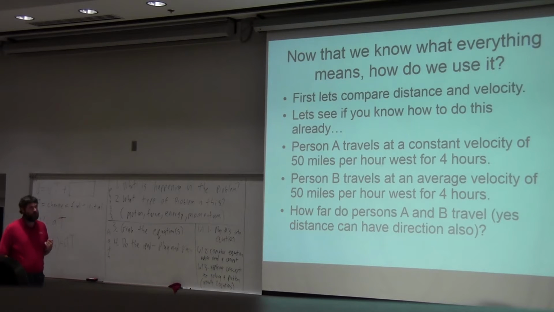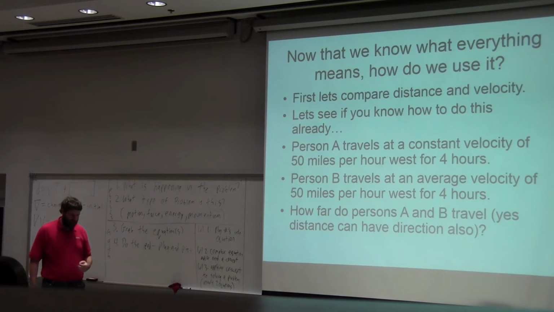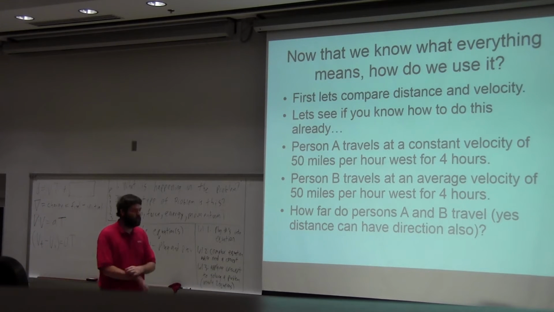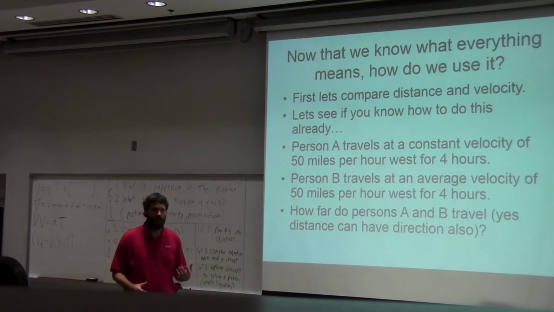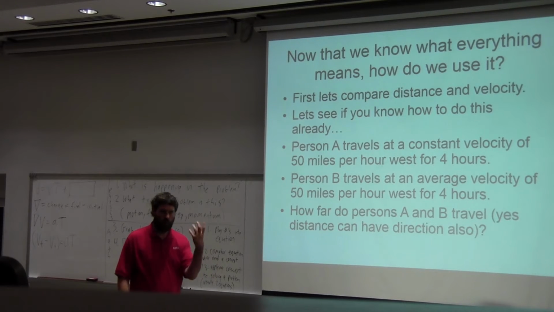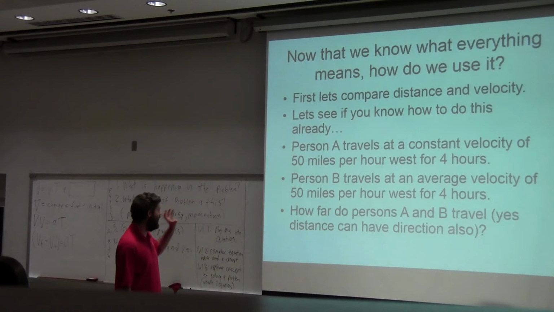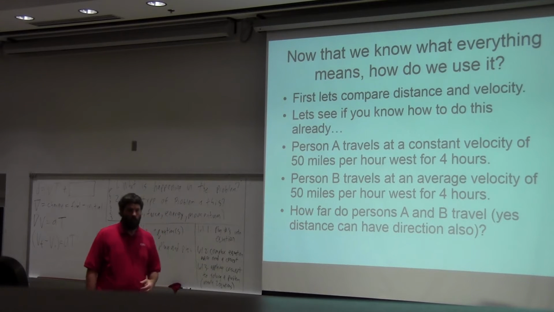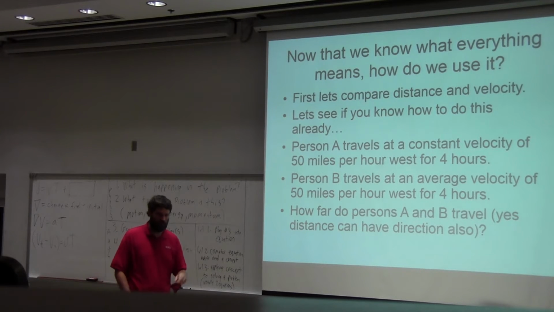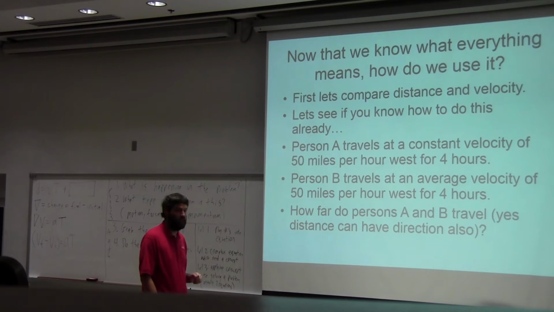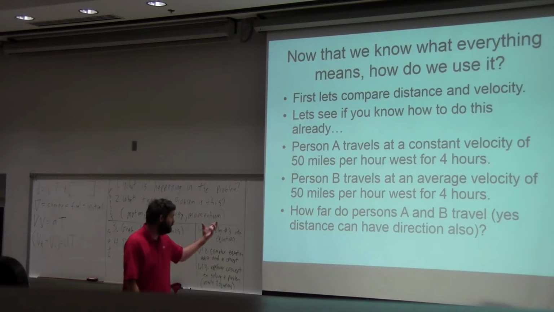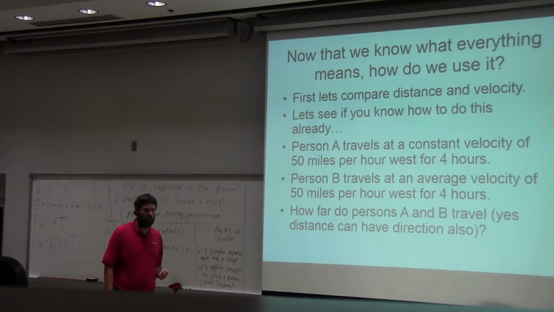So let's compare distance to velocity. Some of you may have had physics in high school, you kind of remember the equation. But even if you haven't, let's see if we can figure this out from what we already know. So we have 2 people. They're in their car, driving down the freeway. One drives at a constant velocity of 50 miles per hour west. In other words, they have the cruise control on, and they encounter no traffic. The second person speeds up and slows down, but their average velocity is 50 miles per hour. How far do they travel?